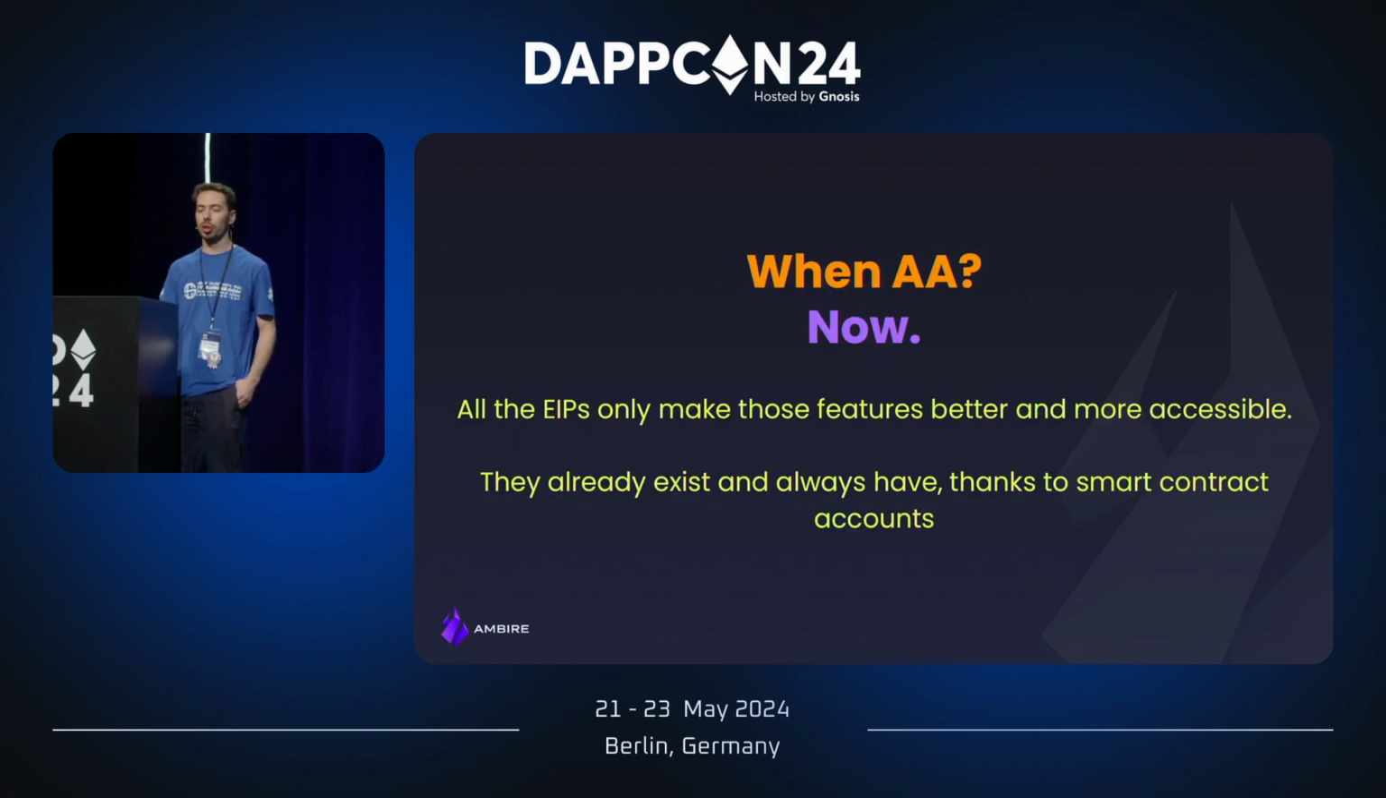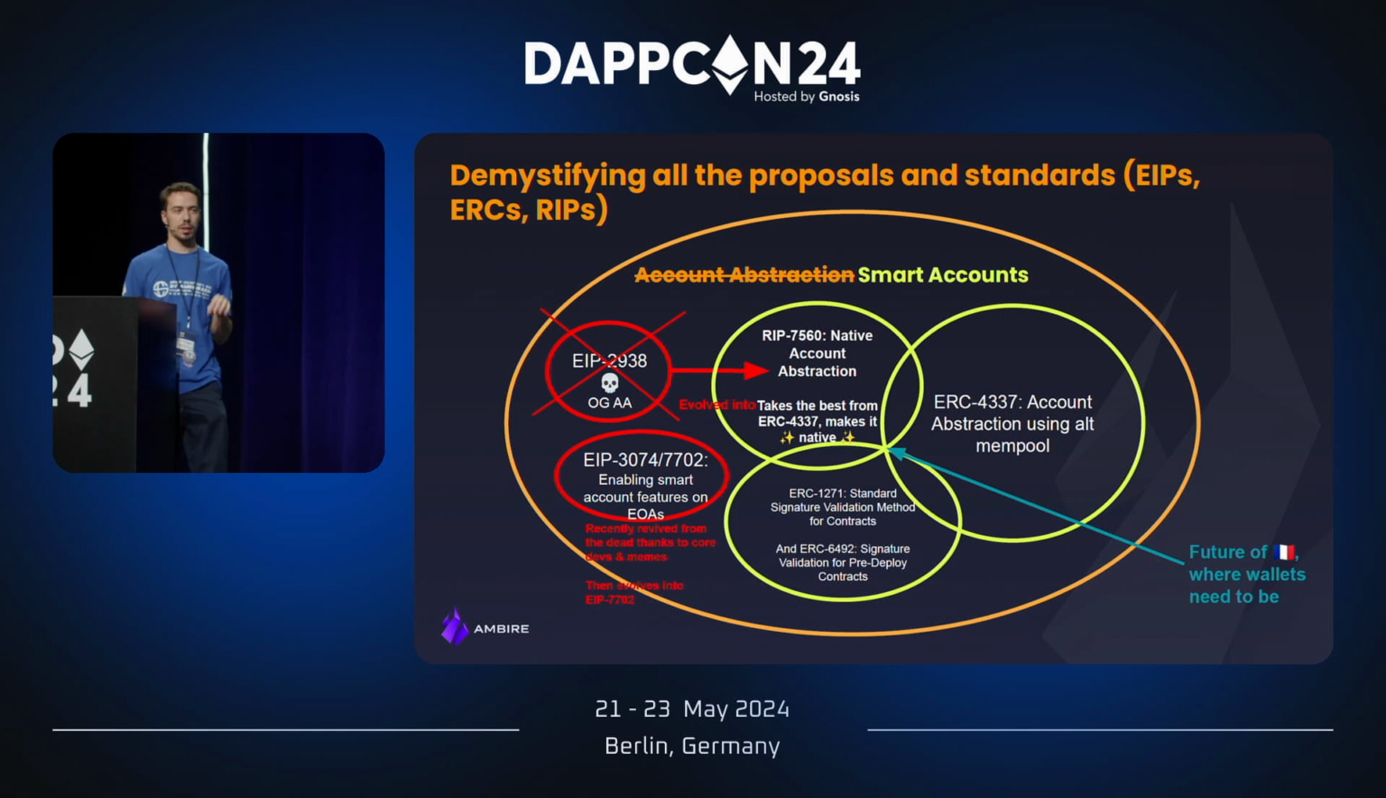And another big question is, when account abstraction? And the answer is now. There is a big misconception in the space about what those EIPs and ERCs do, because people think that those EIPs are going to lead to those features being available on mainnet, but the reality is those features are already available on mainnet. Most of the EIPs and ERCs only make those features more accessible, easier to build, etc. So this is a big visual overview of the account abstraction landscape.